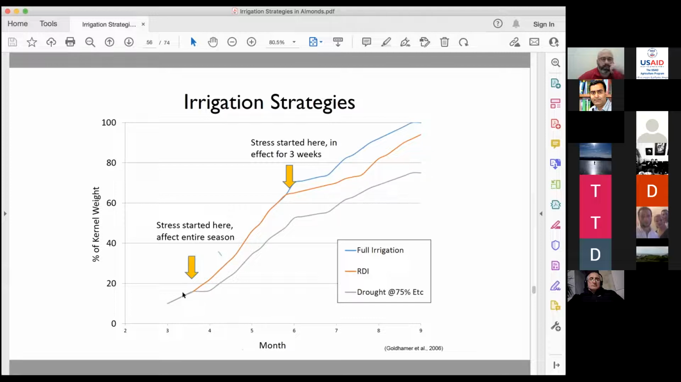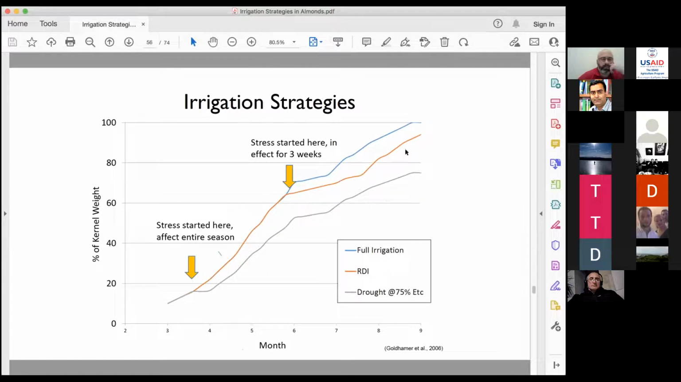Okay, so right after nut set, when we were to start the first irrigation in April, from the very first irrigation, we only applied 75% water throughout. So you can see the yield differences. Okay, this is the percentage of kernel weight that translates into yield. Between first and second strategy, the regulated deficit irrigation and the full irrigation, the gap is really small. Okay, and I believe from this study it was not statistically significant.